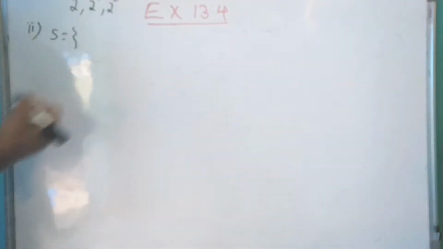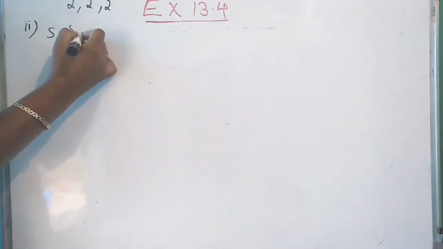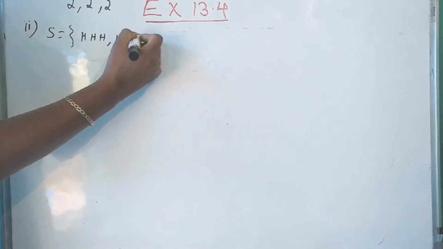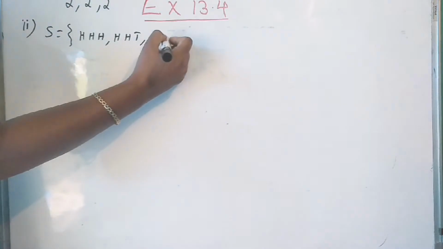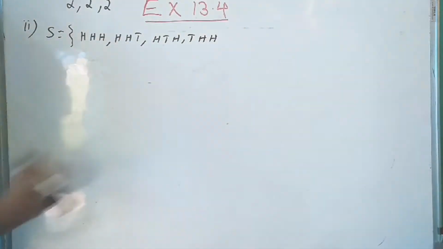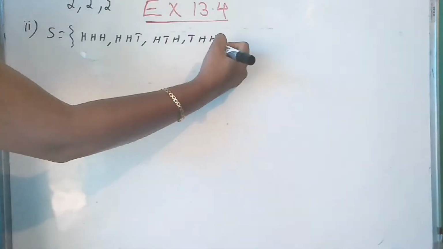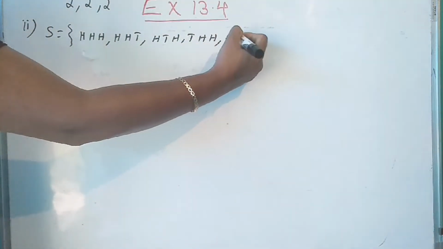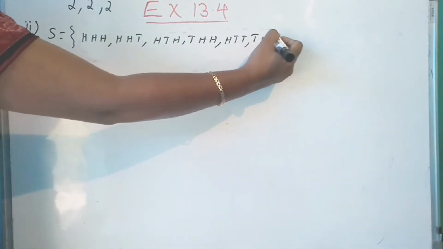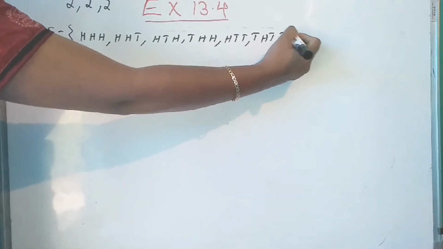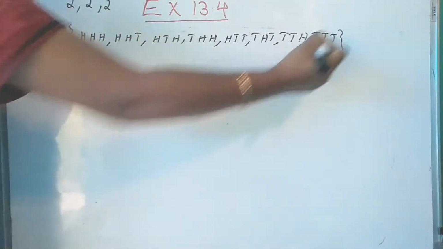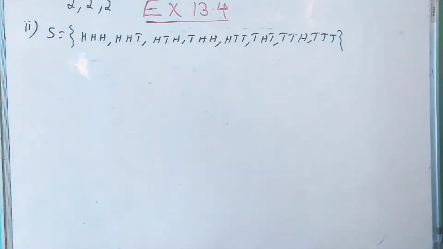That is H H H, H H T, H T H, T H H, H T T, T H T, T T H, T T T. Okay, these are our 8 outcomes.